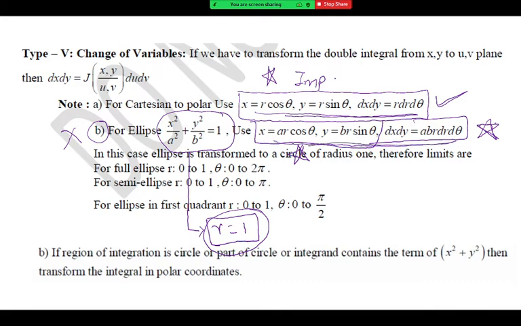So what is the purpose of transforming? Actually, the purpose is to simplify the problem. Whenever the boundary of the region of integration is a circle or part of a circle, or the integrand contains this term, it is better to transform to polar. Our examples become very, very simple. So let me show you the example, then it becomes more and more clear.